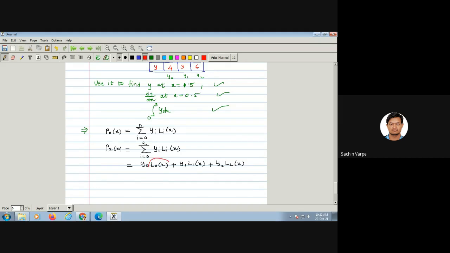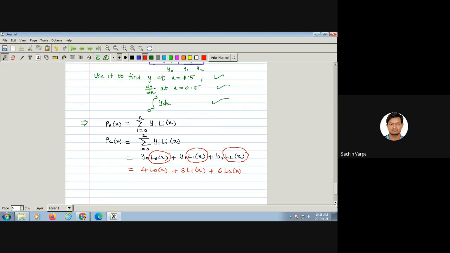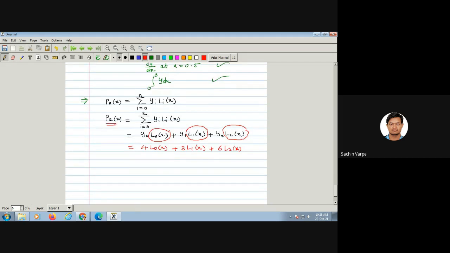Now our job is to find the values of these Li's. We find L naught of x, L1 of x, and L2 of x, because we have been given the values of y naught, y1, and y2. We have y naught is 4, or let me substitute here. y naught is 4 L naught of x plus y1 is 3 L1 of x plus y2 is 6 L2 of x, right? So we now find the values of L naught, L1, L2, and substitute here. That will be our Lagrange's interpolating polynomial. We can denote it by y also. So ultimately, this will be the value of the required function, y equal to f of x.